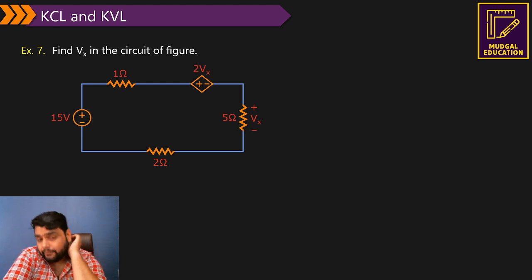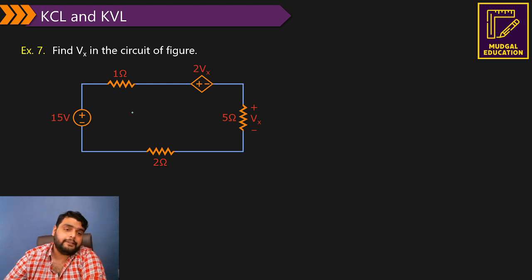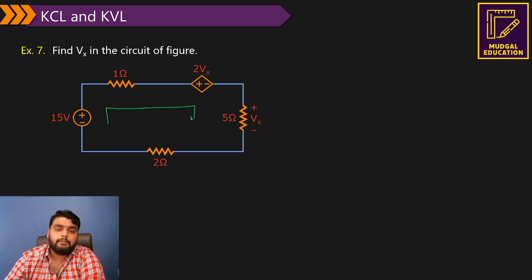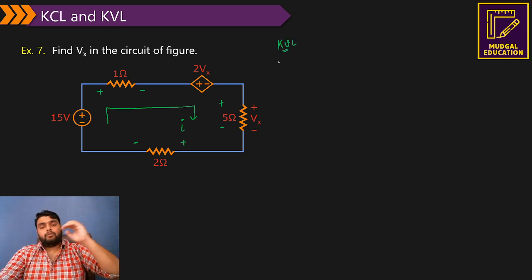The next, find the Vx in this question. Simple. Find the Vx in this question. How can we solve this? Let's see. I'm assuming the current I is flowing. Because of that, the polarity is plus minus across the 5 ohm, and plus minus here also. Now one thing I can say, I can apply the KVL. Now when I apply the KVL, I'm going in a clockwise direction.